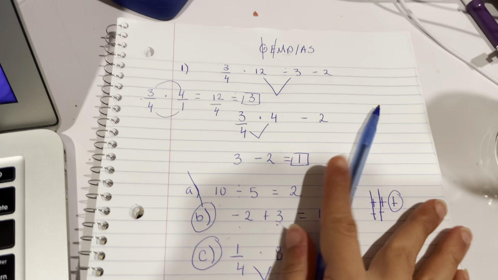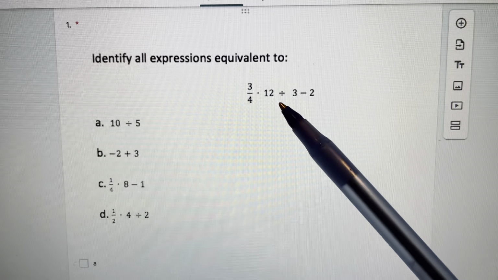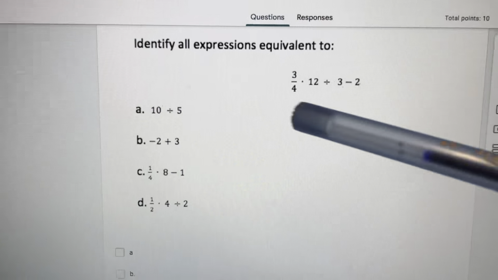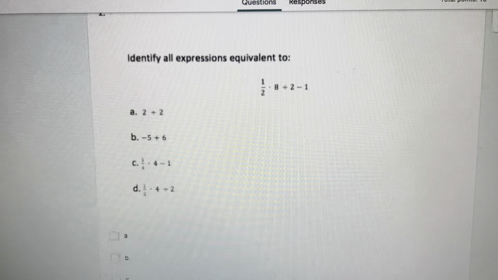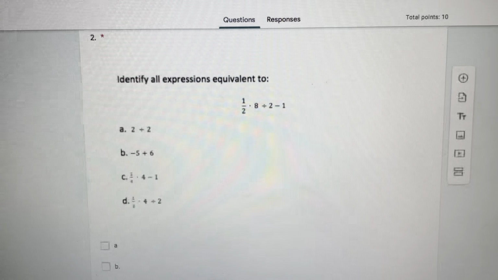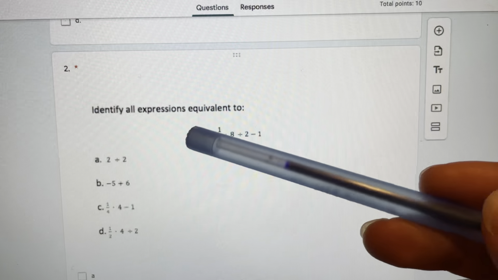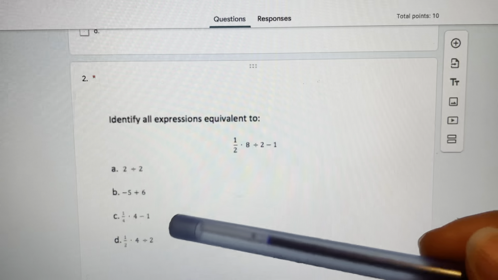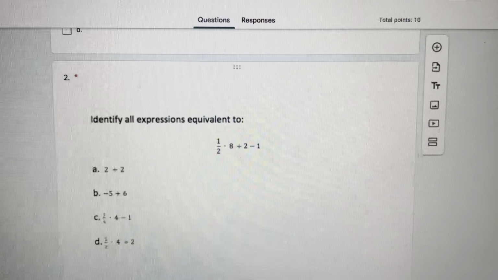Okay, so again, just to review, the first thing you have to do is you have to solve out this expression using order of operations, which means multiplication and division come before subtraction. And then you have to solve every single one of them to see which one is equal to this. So now you're going to try this one on your own. So again, you have to make sure to solve this expression first and then see which ones of these are equal to the expression that you solved out here. All right.